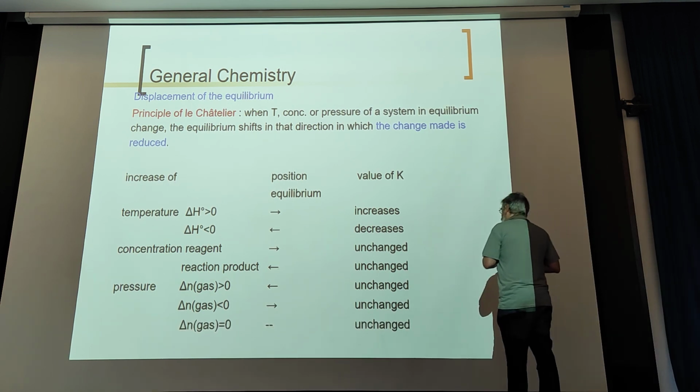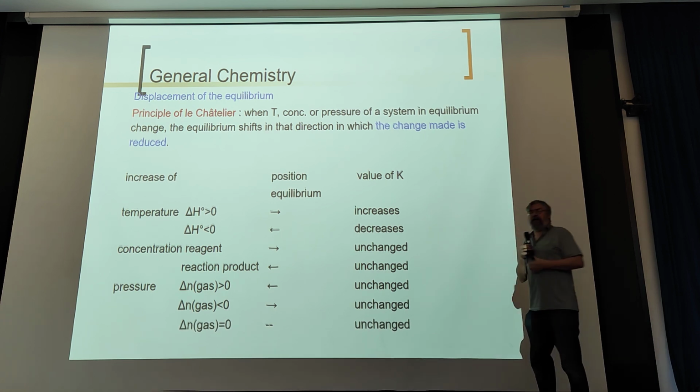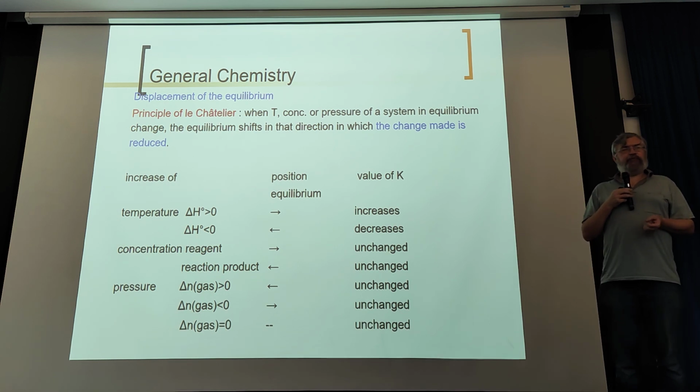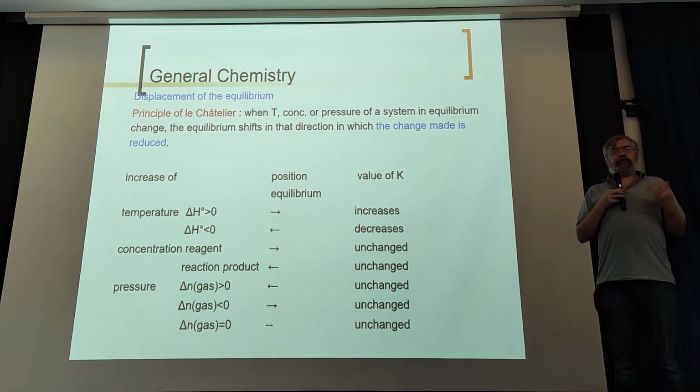What about pressure? Now pressure has only, of course, effects when there are gases involved. And now it depends on the amount of gas before and after reaction. So we look again at delta N. So if you have an increase of gas moles in the product, delta N is positive. If we take away gas, the delta N is negative. But it's also possible that there is no change of moles of gas.